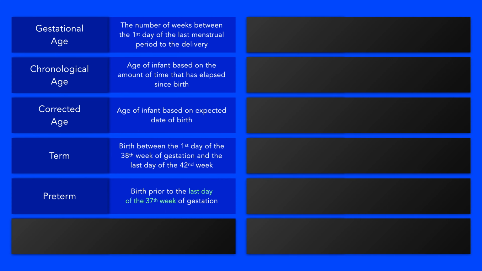Preterm refers to babies born before the last day of the 37th week of gestation, that is, 36 plus 6 weeks gestation or less. Postterm refers to babies born after the first day of the 43rd week of gestation and onward, that is, 42 full weeks gestation or more.